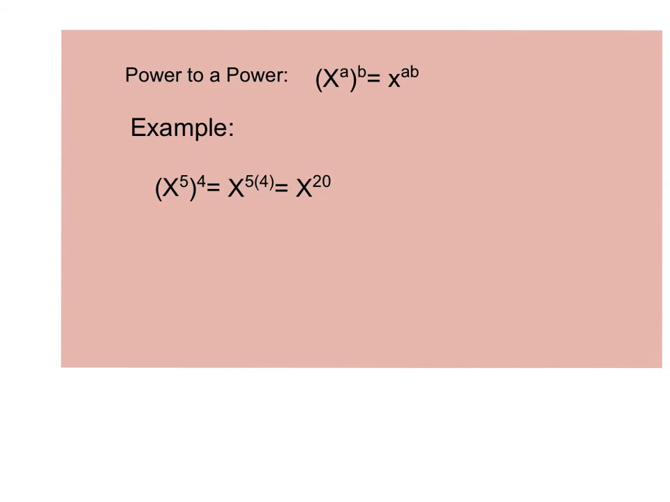Next, we're going to have the power to the power rule. To do the power to the power rule, you just multiply the exponents. So if you're taking something raised to a power and then raise it to a power again, you multiply them. So x to the 4 to the 5th is equal to x to the 4 times 5, which is x to the 20th. Now, all of the negative exponent rules still apply. So if you had x to the 5th raised to the negative 4th, that would be x to the negative 20th, which would just be 1 over x to the 20th.